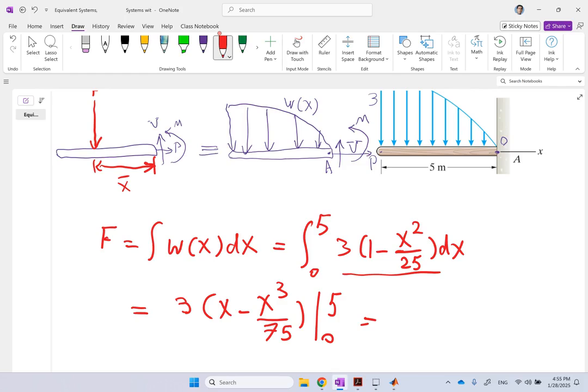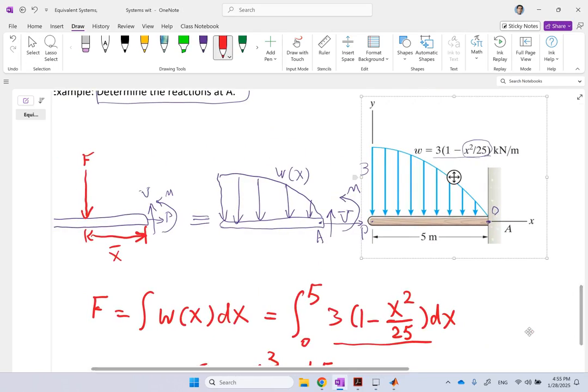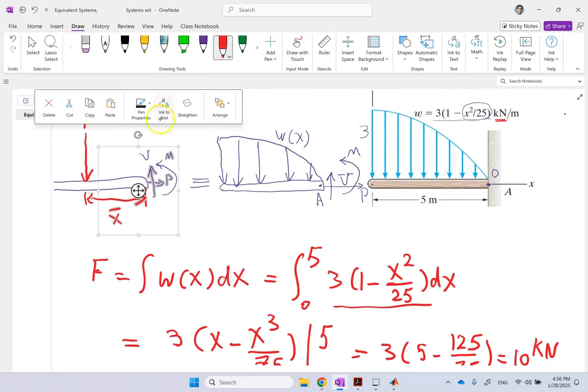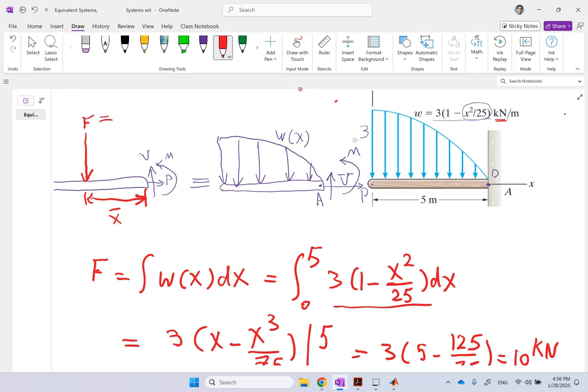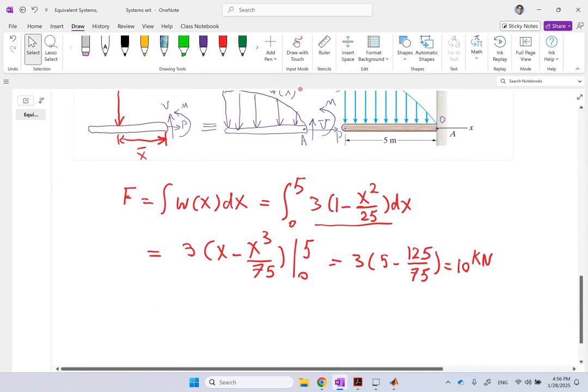Clearly at 0 it's 0. At 5 you are going to get 10. What's the unit here? Since this is kilonewton per meter, pay attention to the units. So this is going to be kilonewton. It's not newton, that's kilonewton. So the equivalent force is 10 kilonewton. You can take all that distributed load and replace it with a 10 kilonewton force. Now where? In which location? That's where you have to find the location.